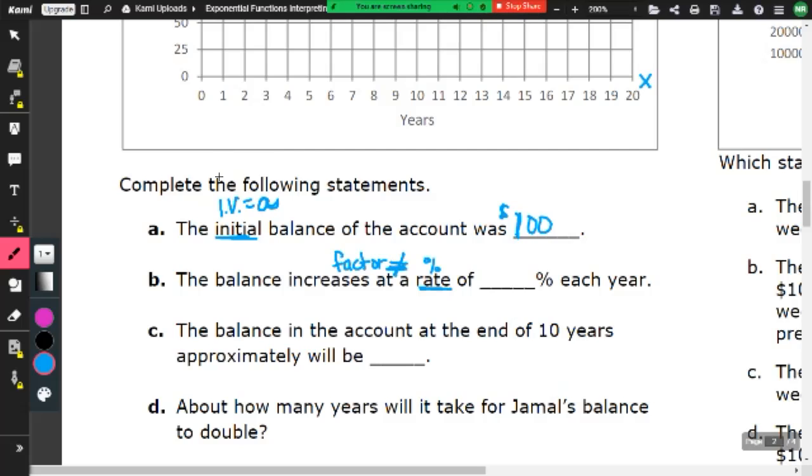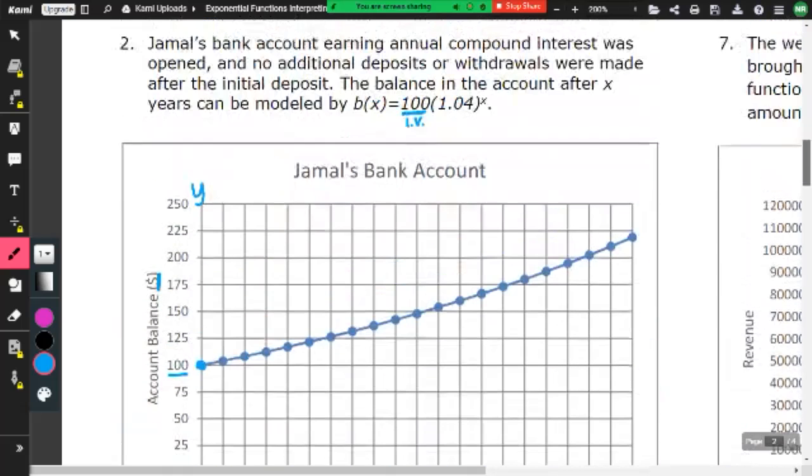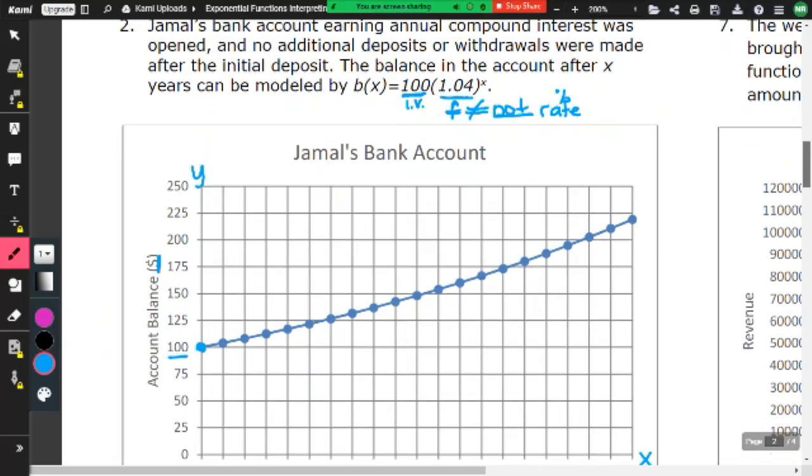In this case, what do they give us? They give us the factor. What is the factor? 1.04. There's my factor. I'm going to put a little F right there. Once again, your factor is not the rate, because your rate has to be a percent. I don't see any percent signs, do you? No, so it's not the rate. But we can find the rate using this information.